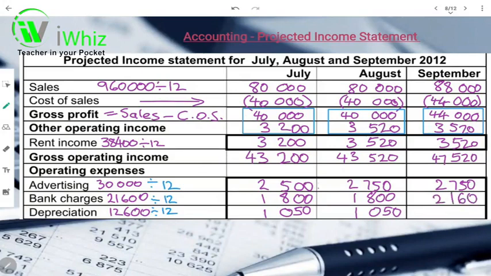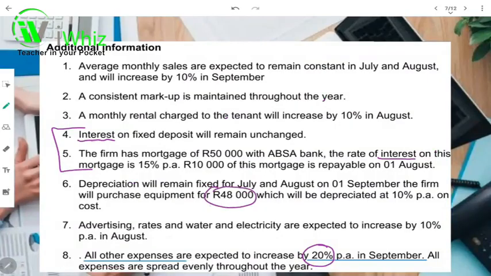2,160 Rand. Now, wizards, with your depreciation, remember we bought equipment, so we need to calculate depreciation on that equipment as well. Equipment that'll be purchased for 48,000 Rand, and it'll be depreciated by 10% per annum. You're going to take your 48,000 Rand divided by 12. If you take 48,000 Rand divided by 12, it'll give you an amount of 4,000 Rand. Now remember, it's 10% on cost price. So let's say it was 4,000 Rand per month.